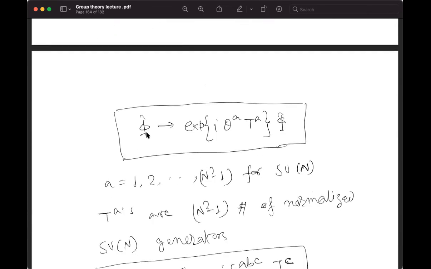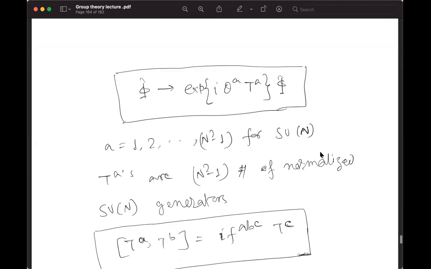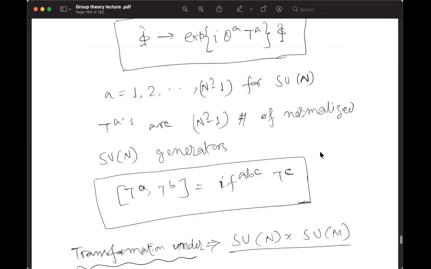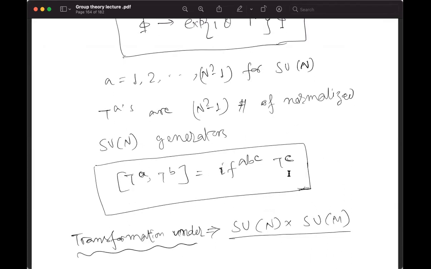So that tells you that phi transforms like e^{iθ_a T^a} phi, with the SU(N) generators, where a goes from 1 to N squared minus 1. These T^a are the N squared minus 1 normalized generators of SU(N), and they satisfy the commutator [T^a, T^b] equal to i f^{abc} T^c.